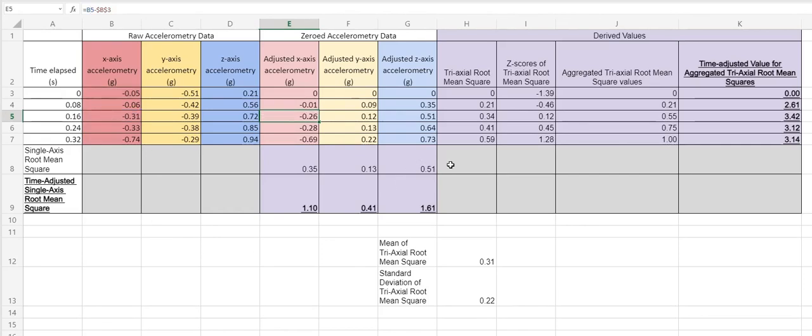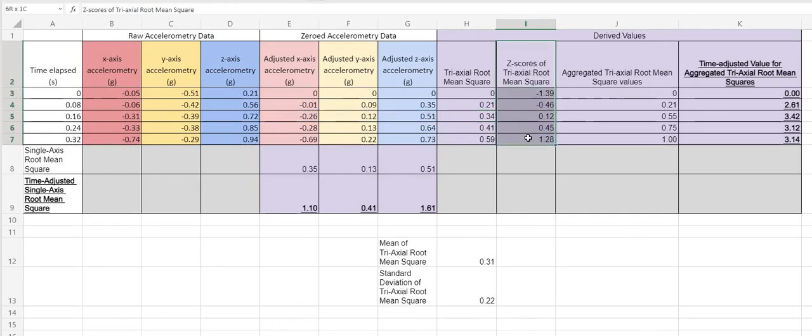After obtaining the adjusted accelerometry values, we calculated the triaxial root mean squares for each time point, as seen in column H. The root mean square is derived by completing three calculations. First, by squaring all the values of a subset. Second, determining the average of those squared values. And third, taking the square root of that average. The first two steps can be done using the sum square function in Excel, SUMSQ. Then, dividing by the number of values in the subset. Using the square root function, SQRT, then takes the square root of the enclosed value.